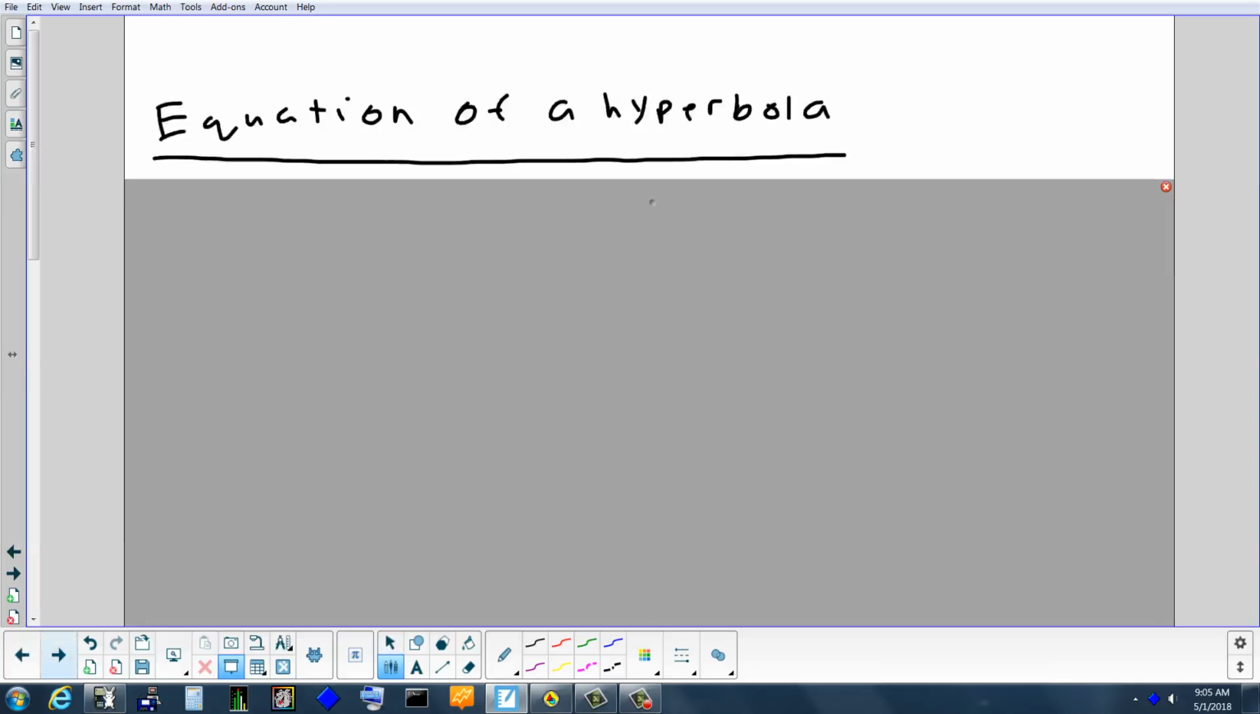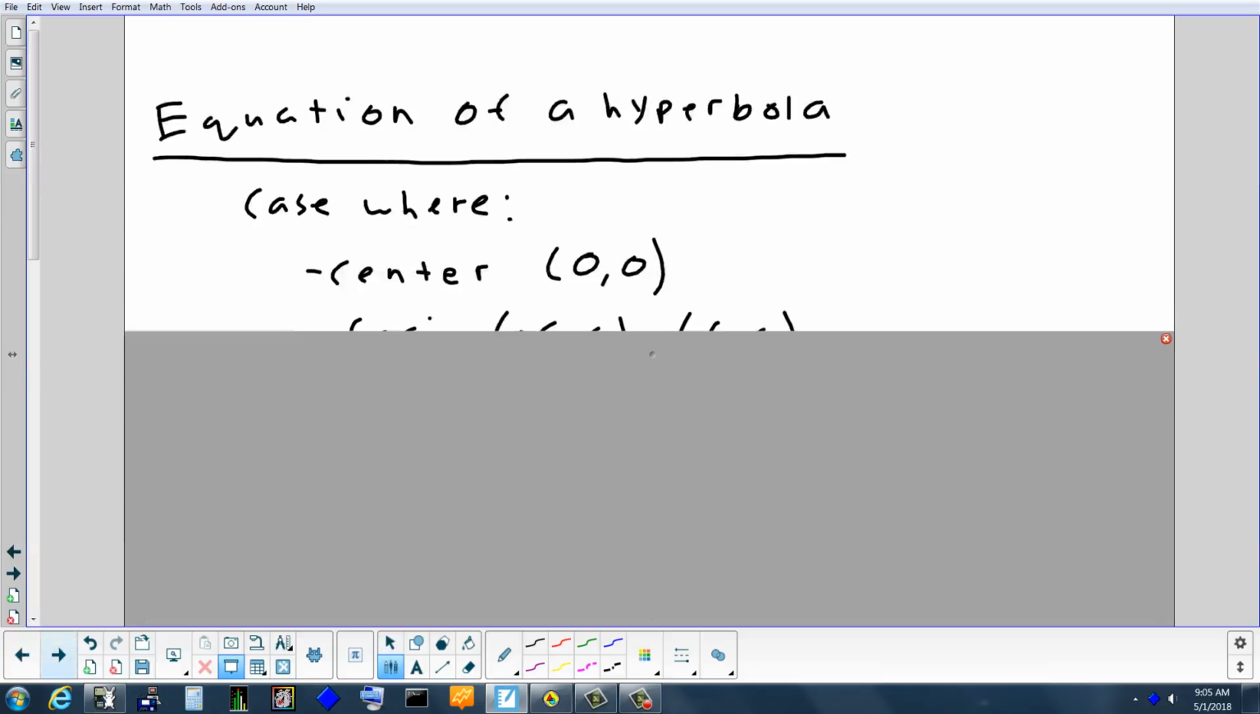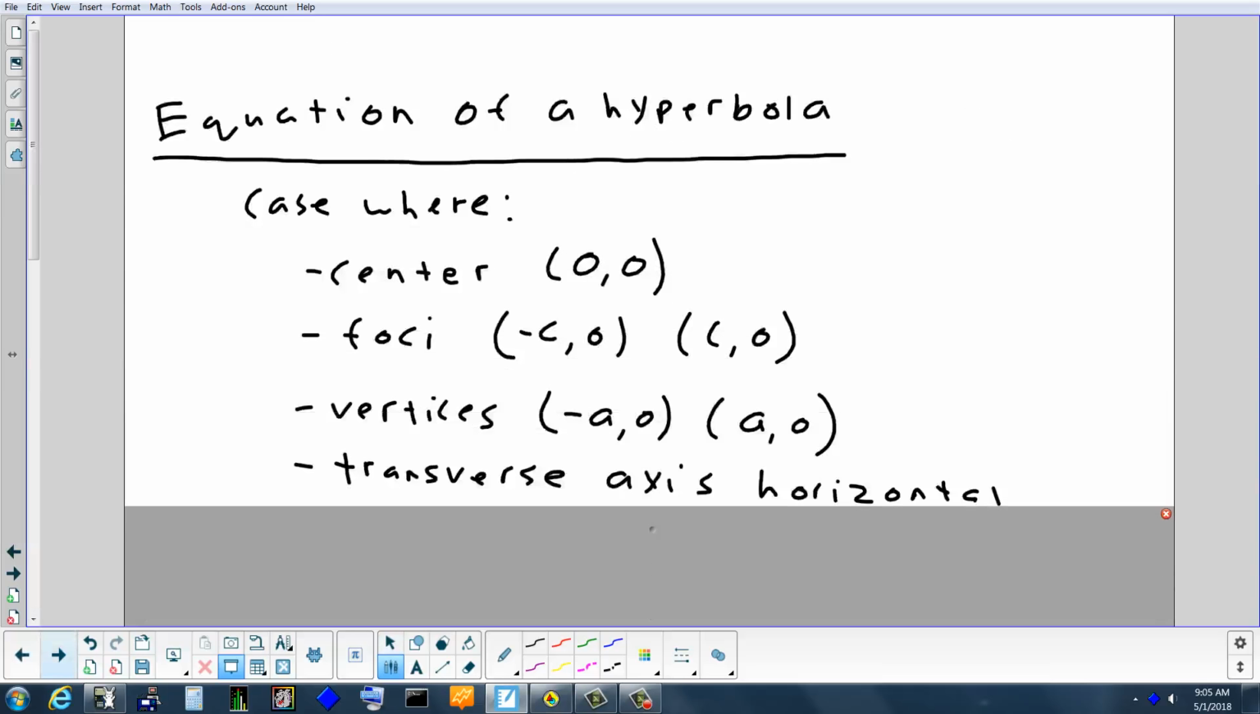Okay, so now we'll look at the two basic cases for a hyperbola where the center is at the origin. And notice how I use A and C again, just like yesterday. So the vertices are A units away from the center, and the foci are C units away from the center. Okay. In particular, this is the case where the foci are C units left and right of the center, and the vertices are also left and right of the center.